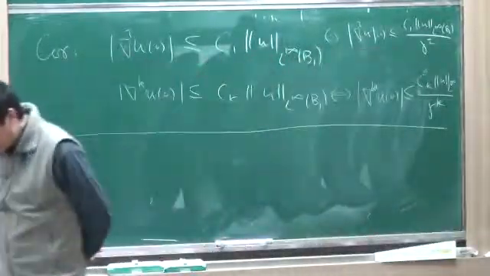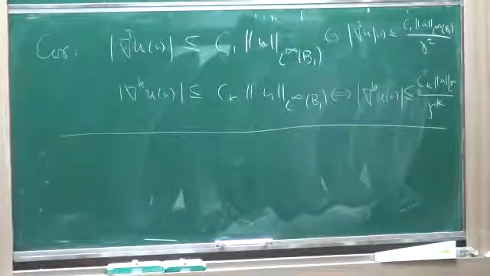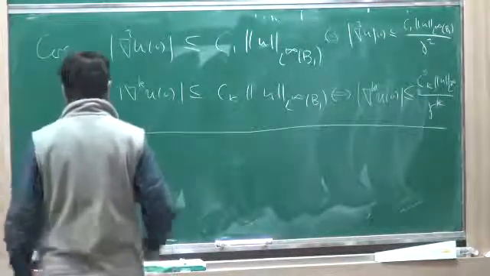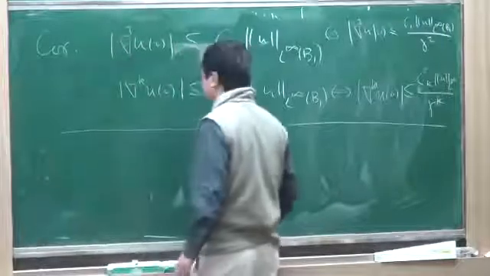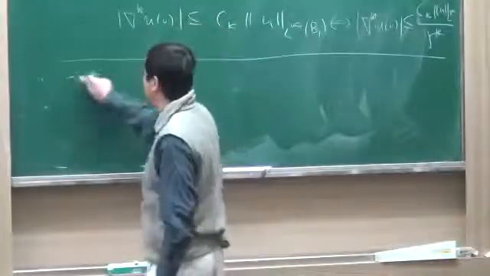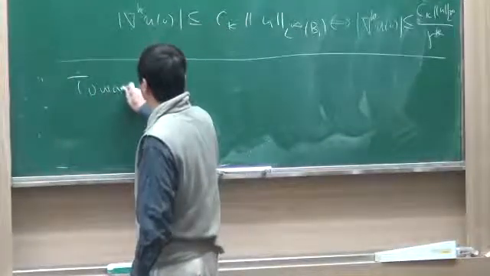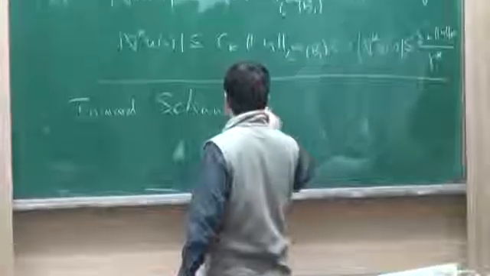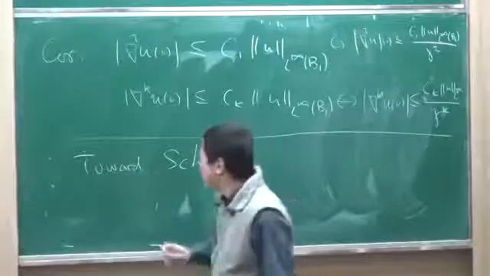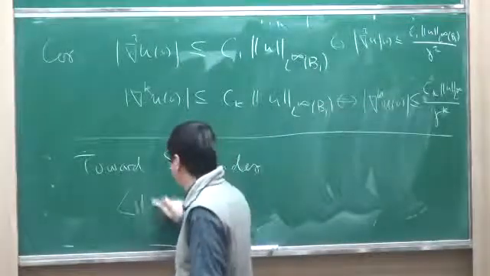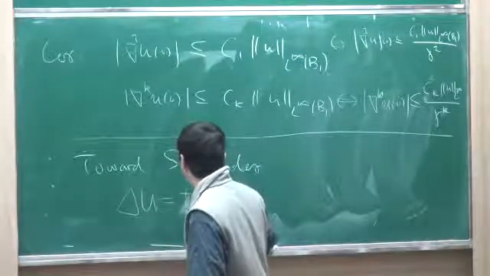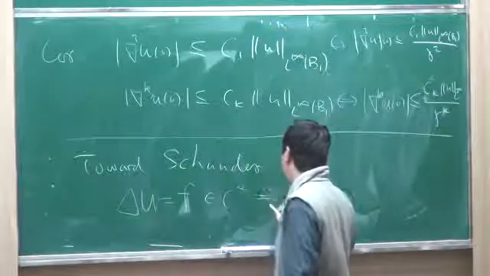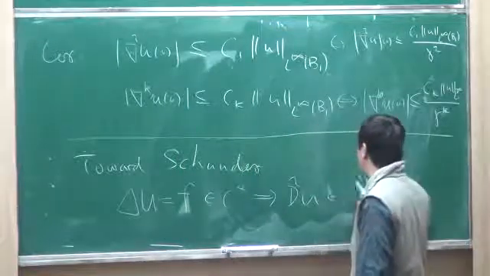So next I want to really give you a proof of the Schauder regularity. Now it's too hot. Schauder: what I want to do is, Laplacian of u equals f. If f is Hölder, I want to prove u's second derivatives are Hölder.